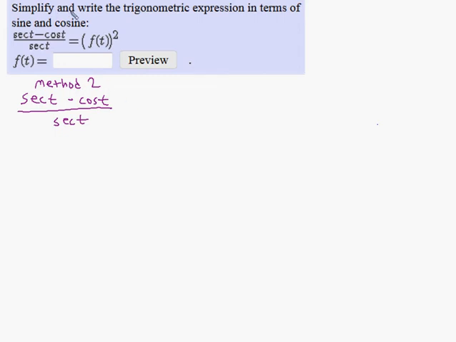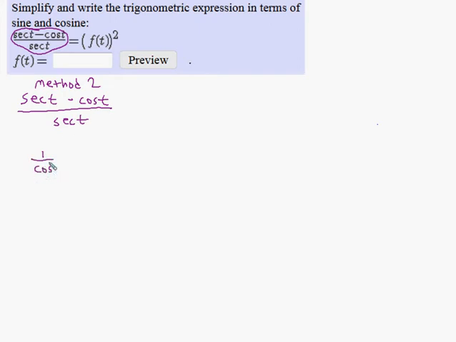In this problem, we are to simplify and write the following trigonometric expression in terms of just sine and cosine. So one way to do this is to simply start swapping out each of these identities that's not a sine and a cosine. So for example, secant t can be written as 1 over cosine t.